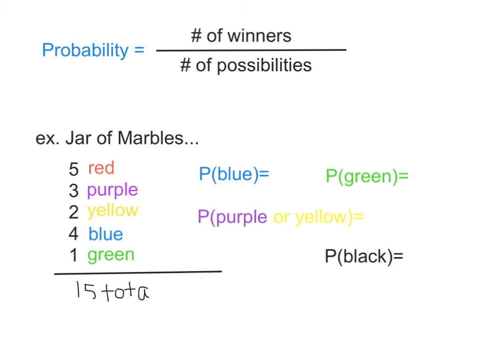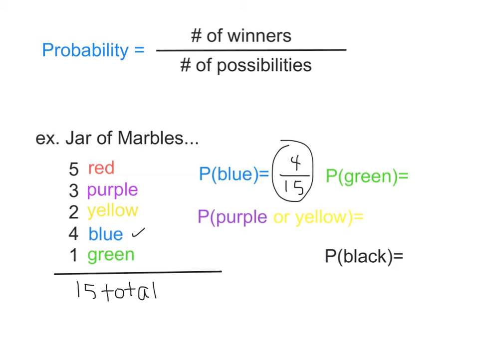If I ask you to randomly stick your hand in the jar, where you can't see, and pull out a marble, what is the probability that you pull out a blue marble? Our fraction is going to be the number of winners. The winners would be the blue marbles, so the number of blue marbles, which is 4, over the total, which is 15. It can't be reduced, so we leave it just like that.